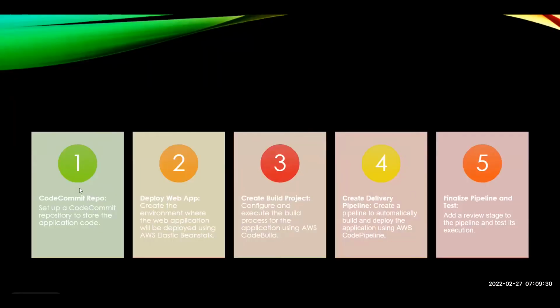So as we know, there will be these 5 steps mainly. First one, we want to create the CodeCommit repository, just setting up one repository, and we already have some application code. We want to use that code directly. And then we want to deploy the application. In the second step, we will create our environment with the help of Elastic Beanstalk.